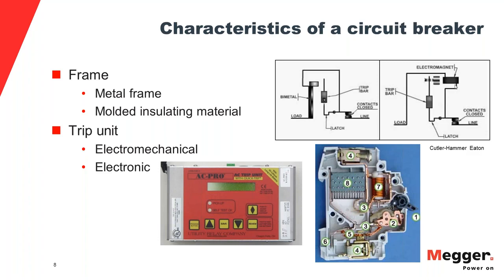So you have an electromagnet connected in series in the circuit, and when you have short circuit currents of really high magnitude flowing in the circuit, those currents will result in a magnetic force being generated in the electromagnet, which will pull the armature towards it. As the armature is pulled, the trip bar rotates, thus releasing the latch and the contacts of the breaker open.